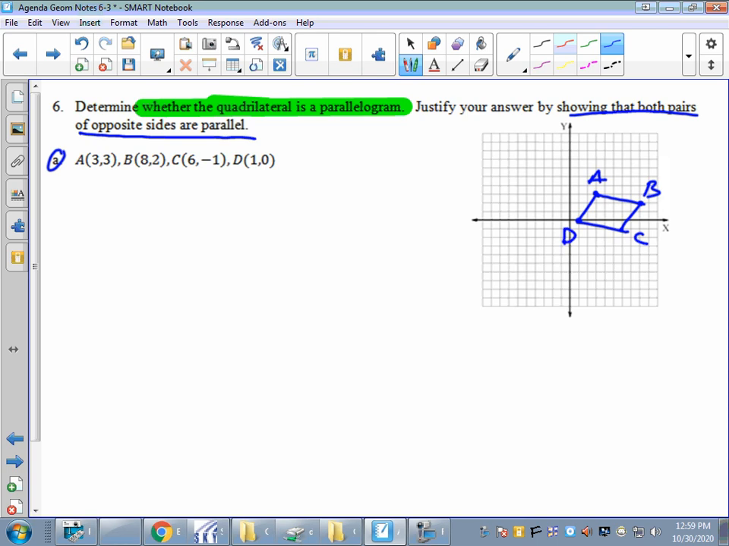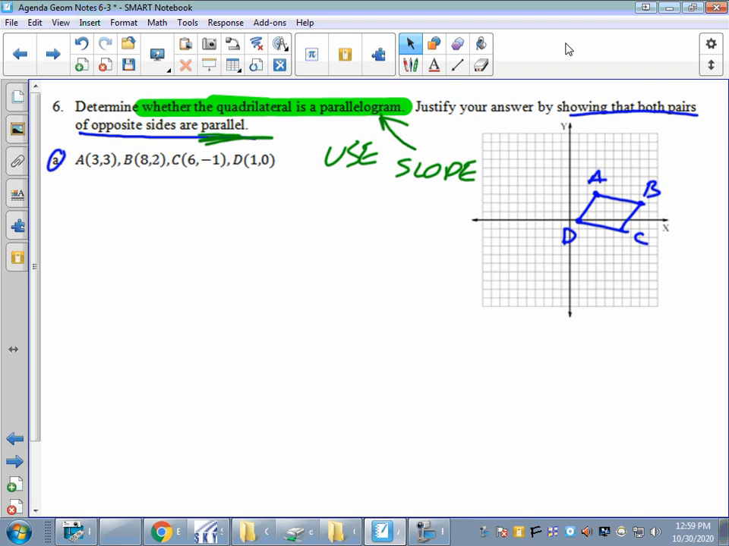Okay? And really, we're looking to see, is it a parallelogram? So if we're going to try to justify that they're parallel, how do we figure that out? We're going to have to use the slope to determine that it's a parallelogram. Right? And remember, we want to have opposite sides be parallel, so we're going to have to look at the opposite sides. So that's what we're looking at, is do the opposite sides have the same slope?